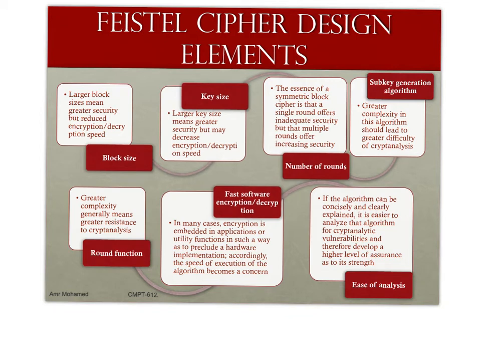The round function, which is function F, as we said, must be attack proof. So this round function here refers to function F. One important factor is, is it a fast software encryption and decryption algorithm? Meaning, can I actually implement this encryption algorithm in software and it would be fast?